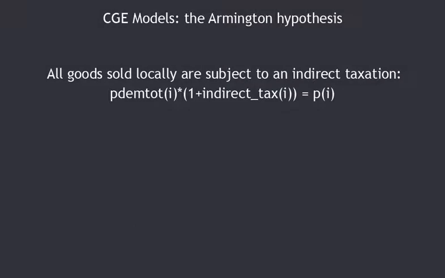As far as indirect taxation is concerned, all goods sold locally are subject to an indirect tax. So if we call indirect_tax in sector I the indirect tax rate, and P in sector I the consumer price, we've got the relation: P dem tot, which is the composite price of total demand, multiplied by 1 plus the indirect_tax, which is the indirect tax rate, is equal to the consumer price PI. So it means that there is no assumption of different indirect taxation depending on who buys, either the households or the company, the government, they all pay the same tax.